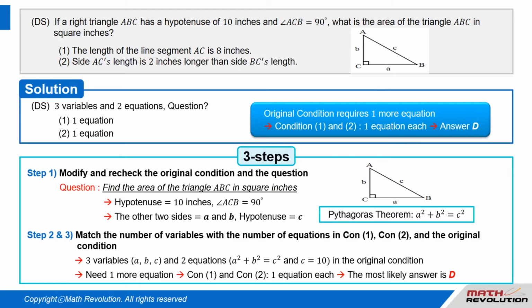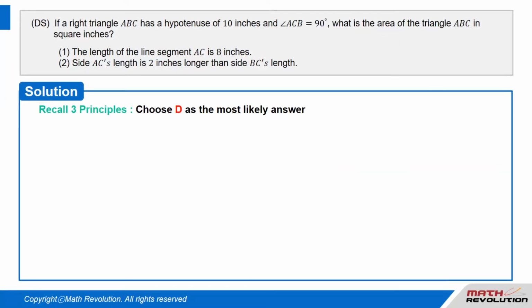Follow the second and third steps. From the original condition, we have 3 variables, a, b, and c, and 2 equations, a squared plus b squared equals c squared, and c equals 10. To match the number of variables with the number of equations, we need 1 more equation. Since conditions 1 and 2 will provide 1 equation each, D would most likely be the answer. Don't forget the Pythagorean Theorem. It is your friend and very helpful in many different situations. Recall 3 principles and choose D as the most likely answer.